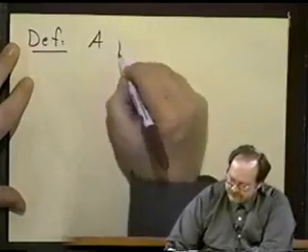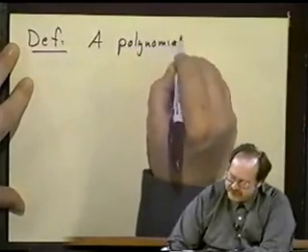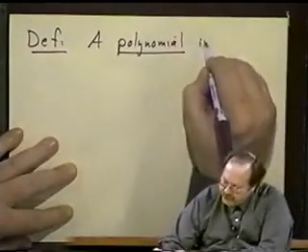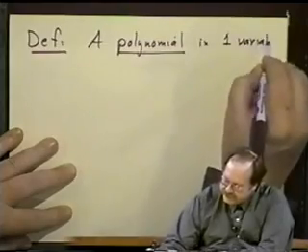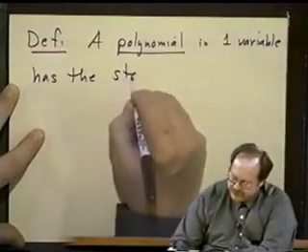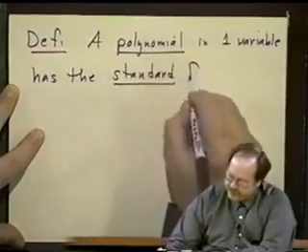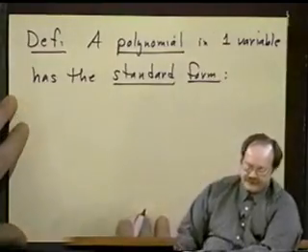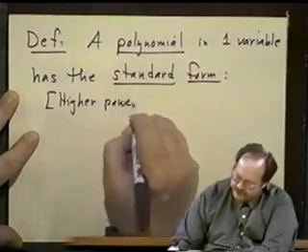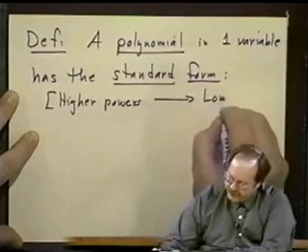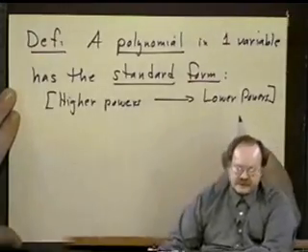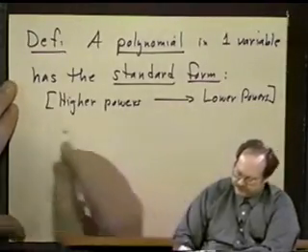Definition. A polynomial, which covers everything we've seen before, even though we gave some of them special names. Polynomial is a generic term. A polynomial in one variable, and today I'll use the variable x, has the standard form, and standard forms, as I've said before, are very important in mathematics, and you'll see that even later. Standard form, and what is the standard form? The standard form is that the higher powers go down to lower powers. You have it organized so that the highest powers of the variable are at the left, the lowest, meaning the constants, if there are any, at the right.